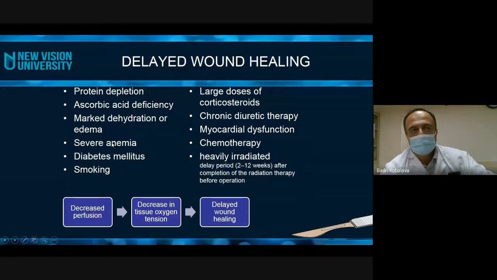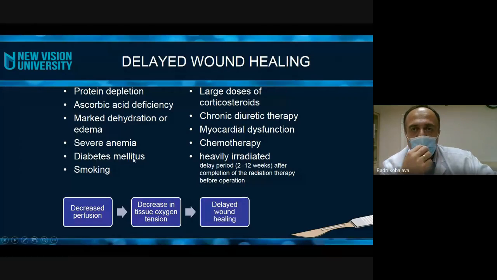Severe anemia. So in order to facilitate healing, the tissues must be well oxygenated, or blood supply, oxygen supply is necessary for young connective tissue, which heals the gap between the edges of the surgical wound. That's why anemia, severe anemia, affects wound healing.